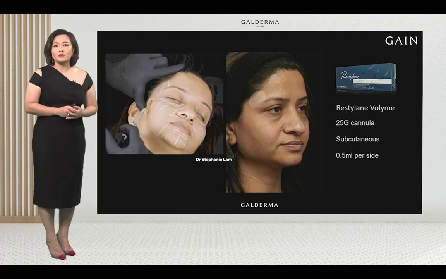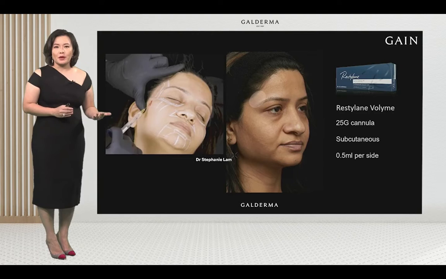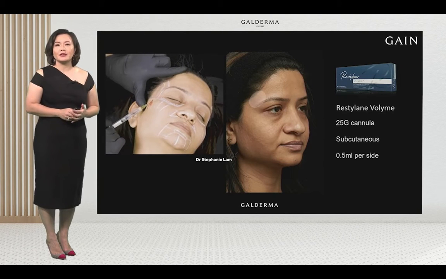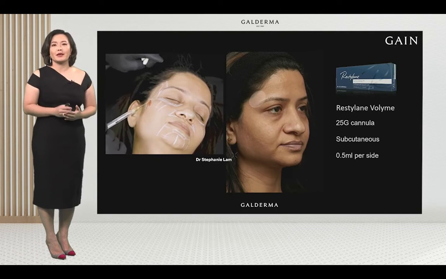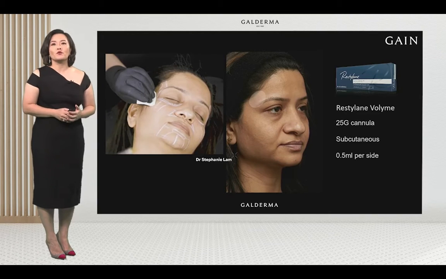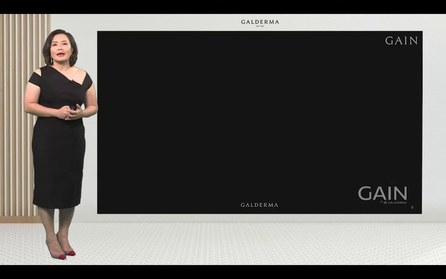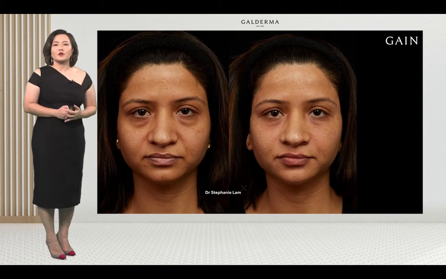And make sure you also tell the patients that when we're injecting in the subcutaneous plane, initially the superficial veins can become more engorged, but this is only a temporary issue and will settle down over about a week or so. Coming back to Rima, here is her full face view after a full face treatment.